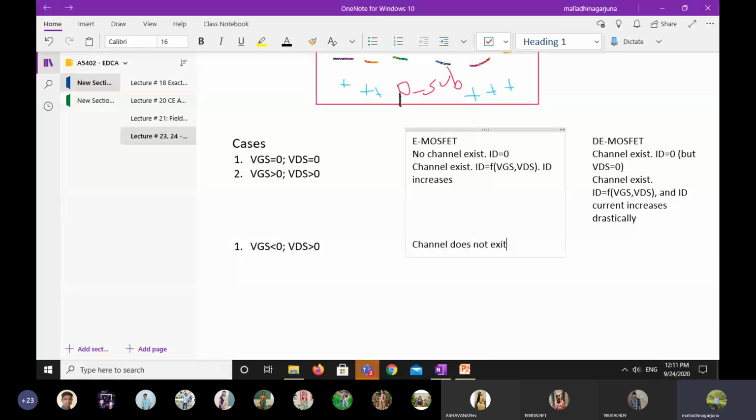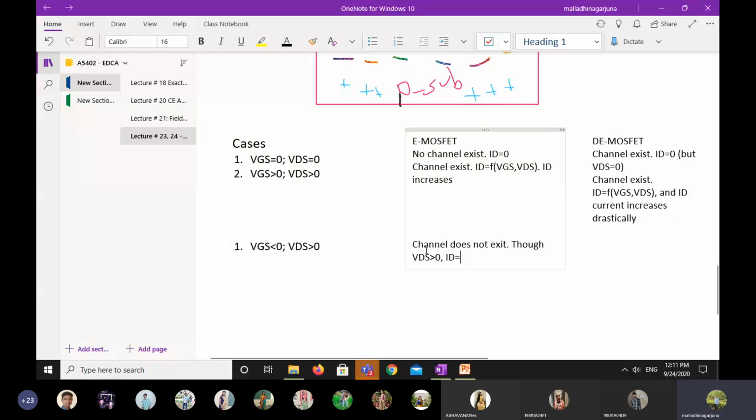But what you have to apply? You have to apply the positive voltage for the channel to exist. So it doesn't exist. If the channel doesn't exist, though VDS is greater than 0, there is no path. Yes or no? So the channel doesn't exist means though VDS is greater than 0, ID equals 0. Why? Because there is no channel. Am I right?